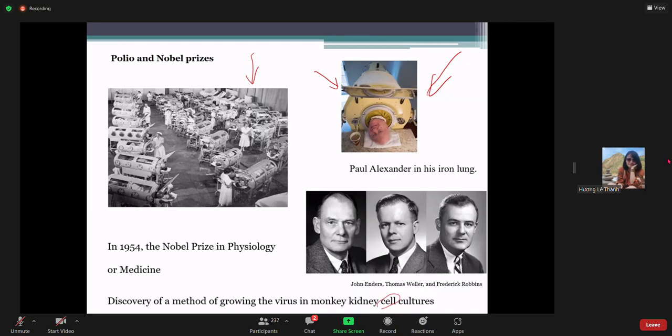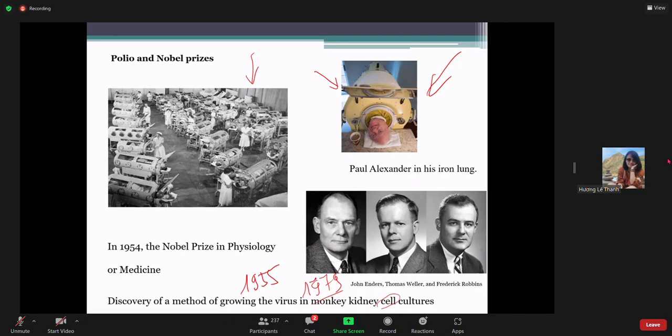And by this, the polio vaccines were first available in 1955. And also, due to this kind of vaccine, in 1979 the US was the first country to become polio free.